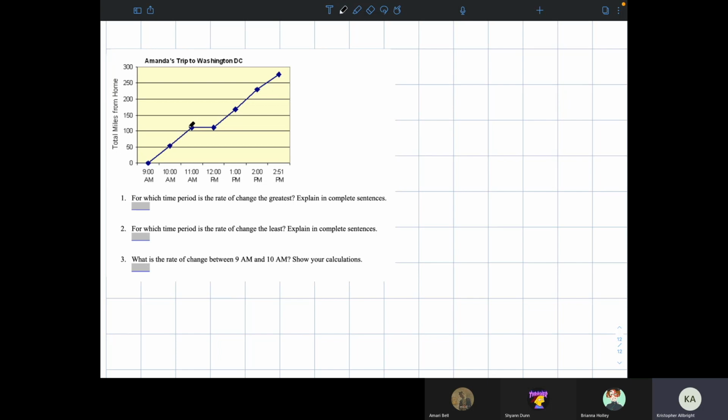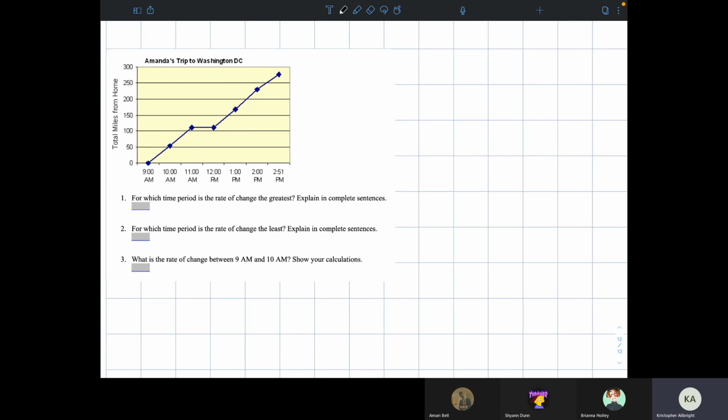It does change here, but then it doesn't change from here to here. It doesn't change from here to here. It changes here again, and it doesn't change from here to here. So for which period the rate of change is the least, I would probably say this, because she's not moving at all, but she's also not changing. So maybe 11 to 12 or 9 to 11. The rate of change is steady. It stays the same.